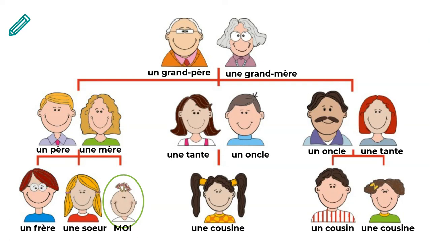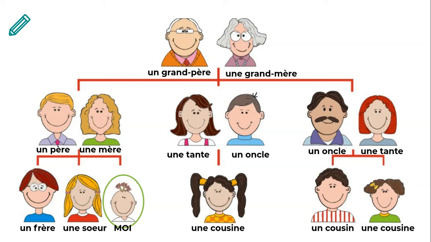Good. Second row, starting from the left, you have un père, une mère, une tante, un oncle, and une tante. Thumbs up if you got the second row. Thumbs in between if you didn't get to finish. Thumbs down if you got some people wrong.